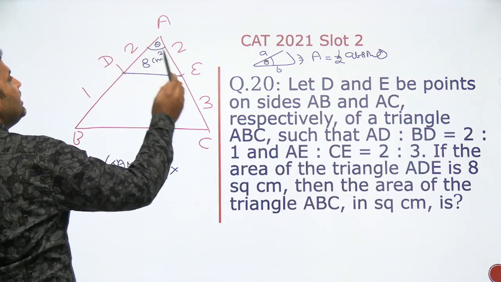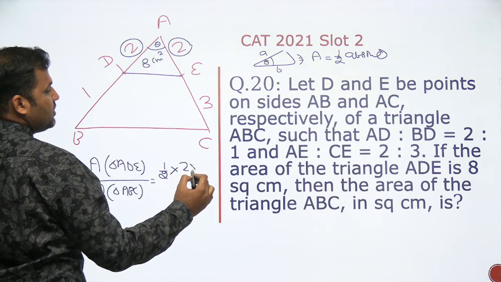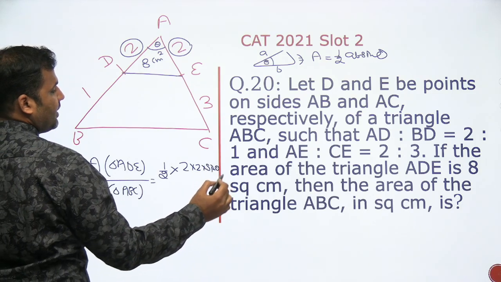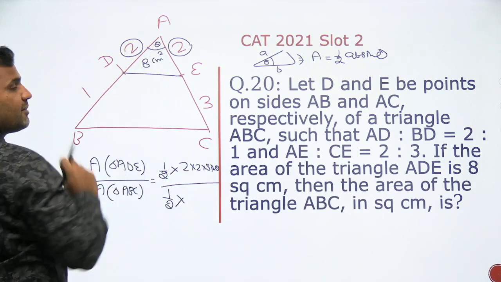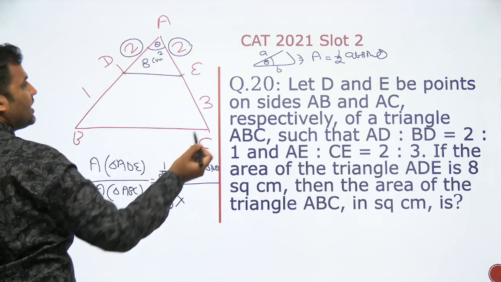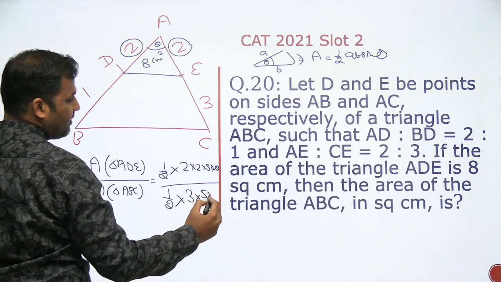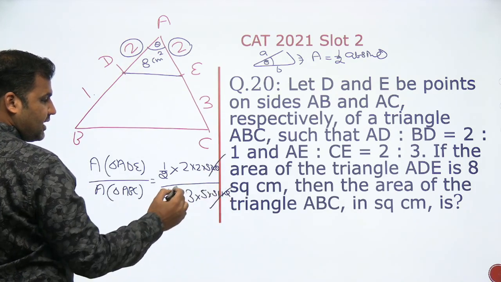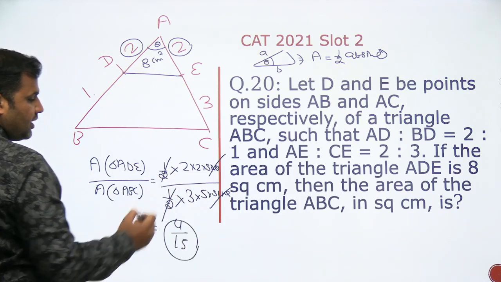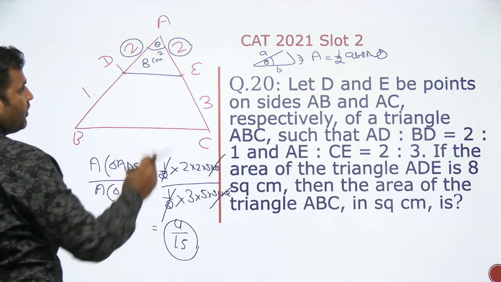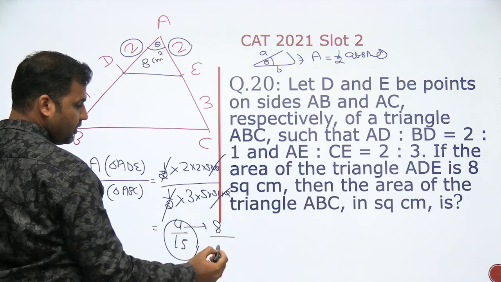So area of ADE would be this side multiplied by this side multiplied by sine theta, half into 2 into 3 into sine theta, divided by half into area of triangle ABC, this whole side multiplied by this whole side multiplied by sine theta. This whole side is 3, this whole side is 2 plus 3, 5, sorry. Sine theta gets cancelled. So the ratio would be 6 upon 15, right? That means if this area is 6, then the whole area would be 15. If I make this area as 8, then the whole area would be 20.